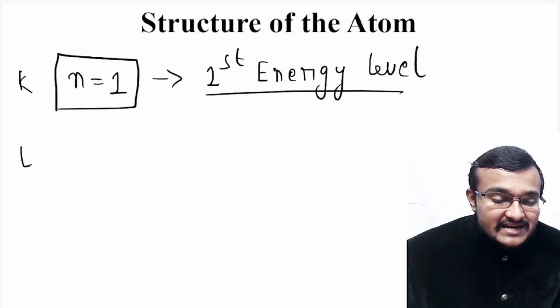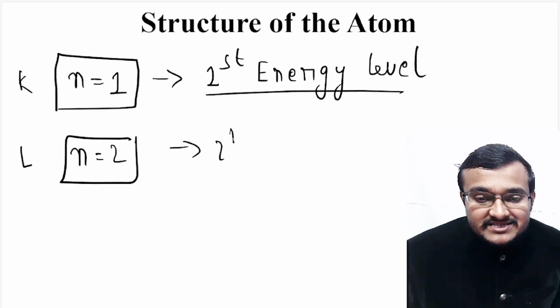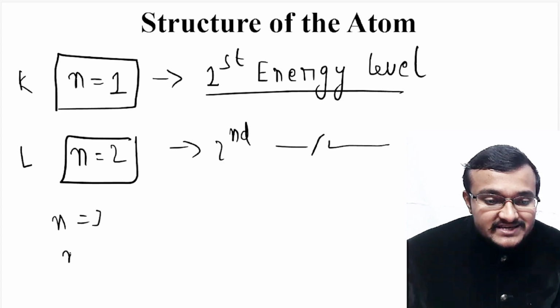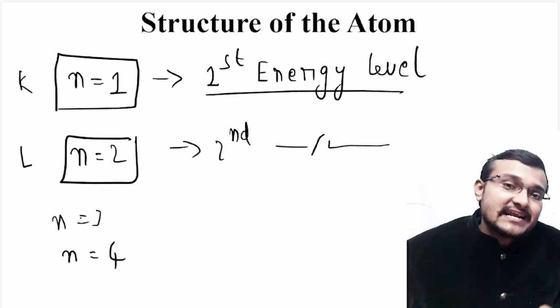So this is K and this is L. So in L you have n is equal to 2 level. So this is the second energy level. So like this it goes on. n is equal to 3 is there, n is equal to 4 is there. So these are all energy levels of electrons.